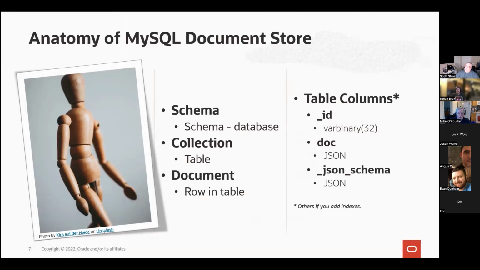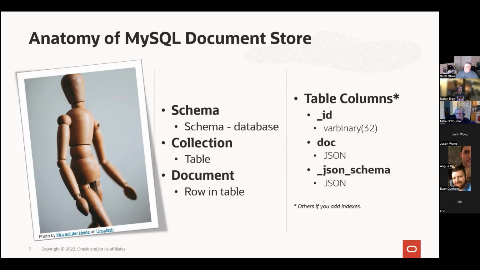Now, when you create a collection, and I'm going to show you how to do that in a moment, in the background, it basically just creates a table with 3 columns. Those 3 columns are _id, which is a varbinary data type, a column named doc, which is a JSON data type, and then there is a _json_schema column, which is also a JSON data type.